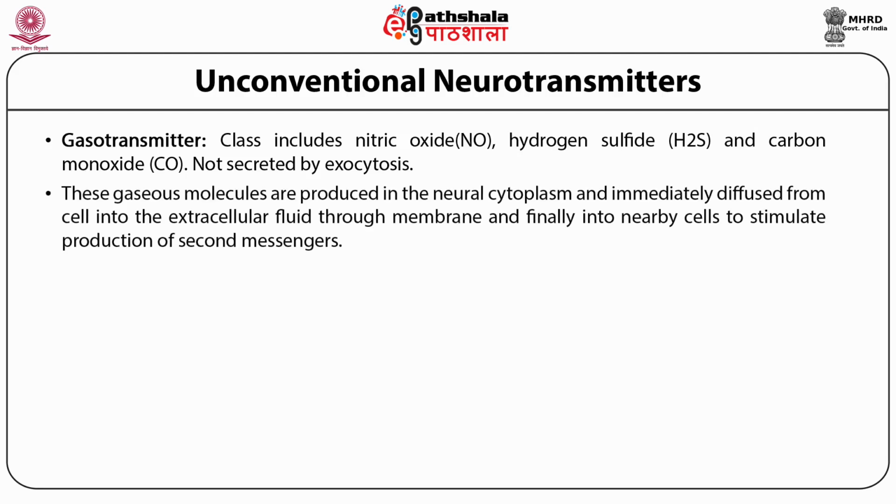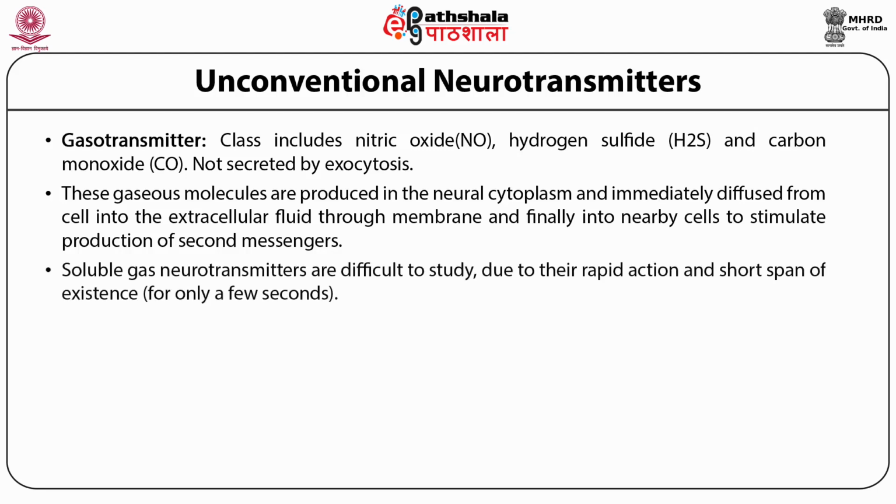These gaseous molecules are produced in the neural cytoplasm and immediately diffuse from cells into the extracellular fluid through the membrane, and finally into nearby cells to stimulate production of second messengers. Soluble gas neurotransmitters are difficult to study due to their rapid action and short span of existence, and they can exist up to the level of a few seconds.